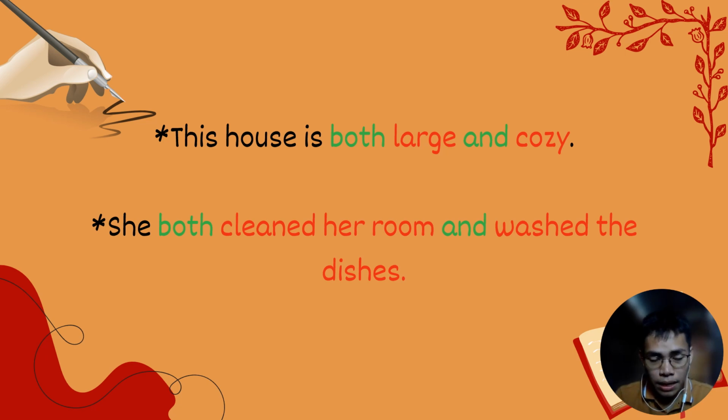Second example is she both cleaned her room and washed the dishes. So as you can see, cleaned her room and washed the dishes here are phrases, and large and cozy are individual words, meaning to say that we cannot use it to join independent clauses, only words and phrases.